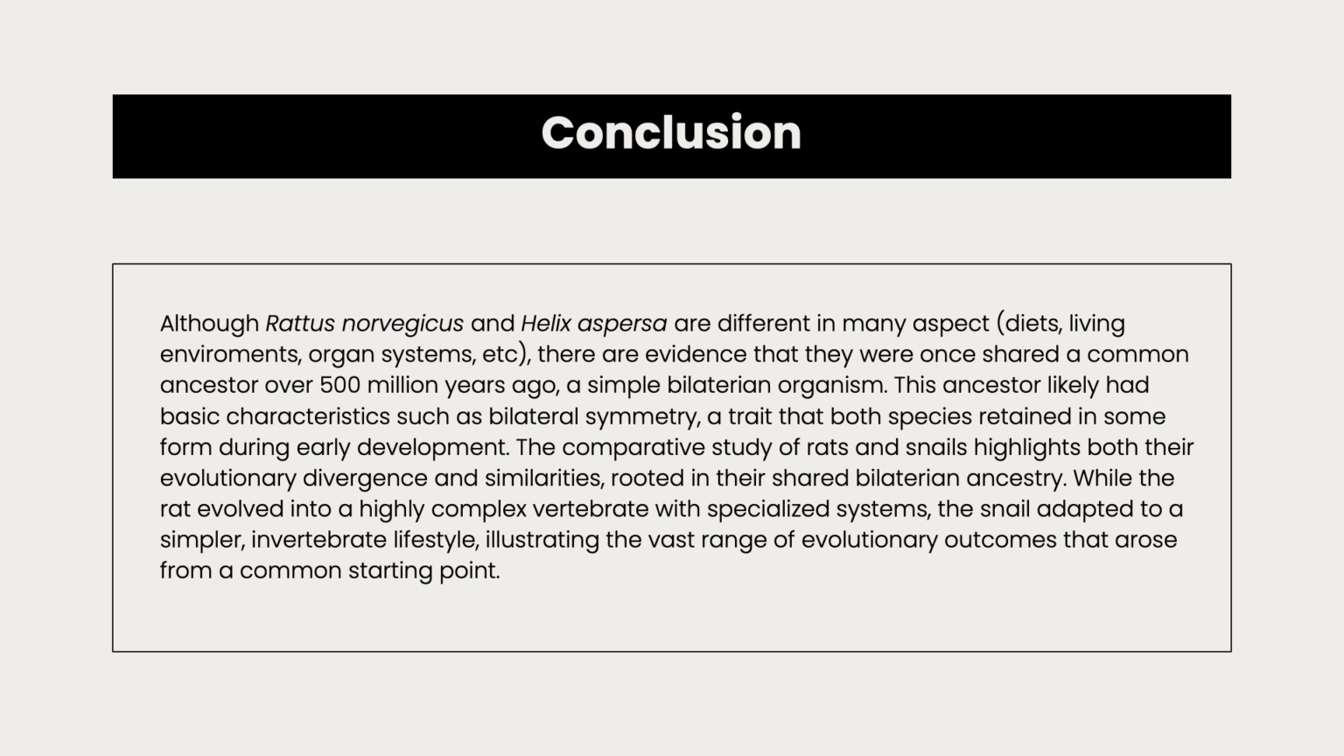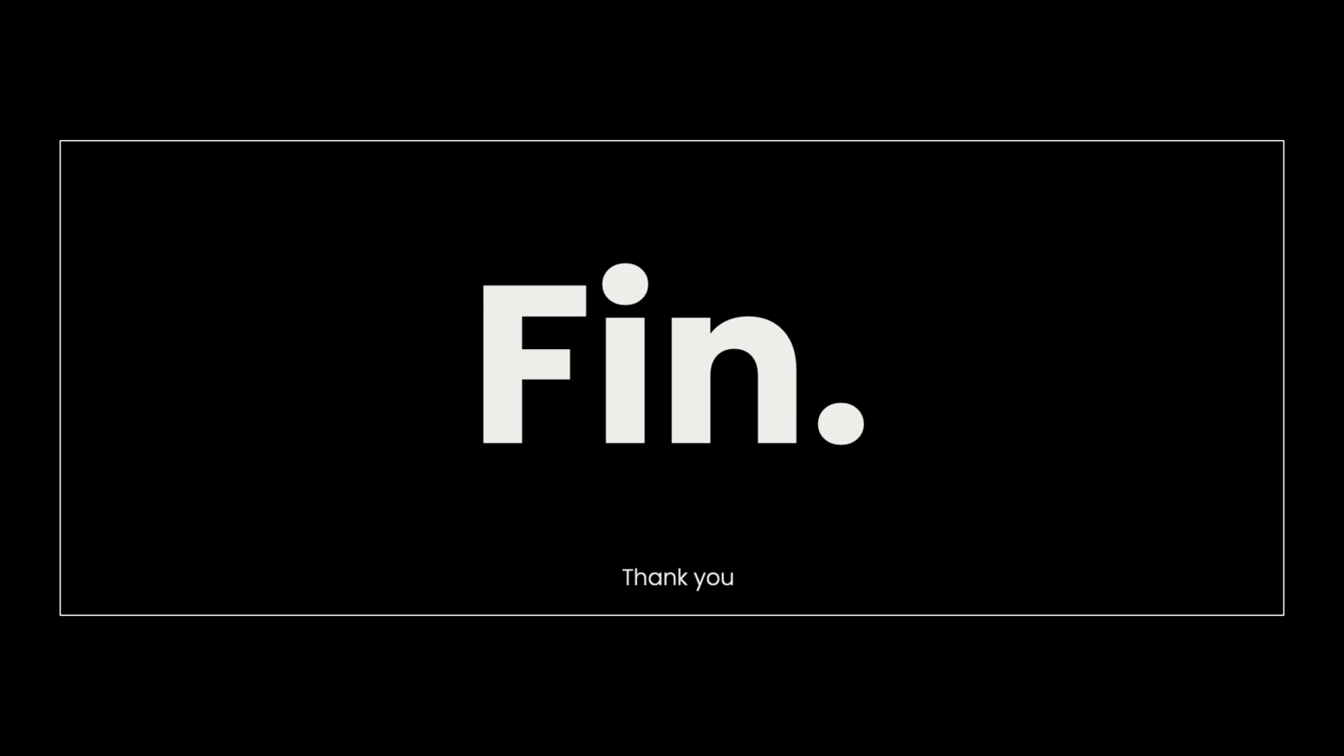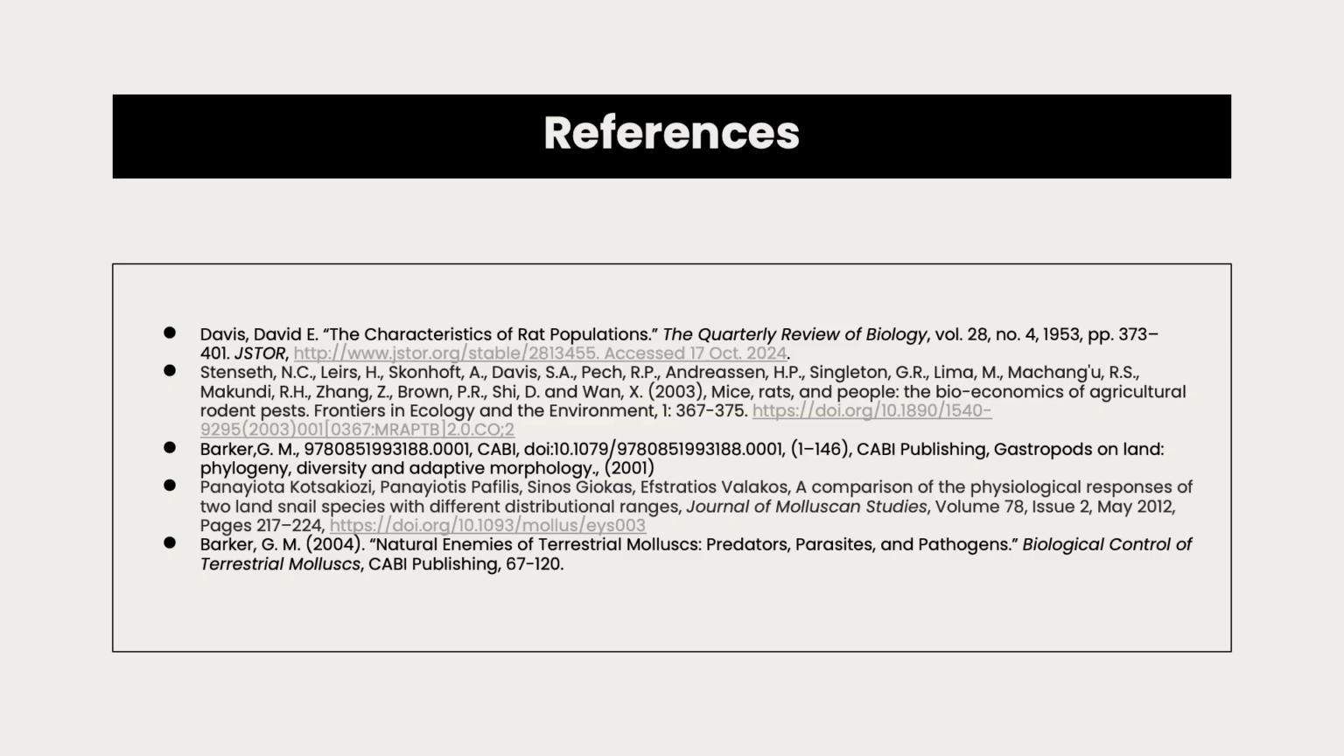And while rats are highly specialized vertebrates with specialized systems, snails are a much simpler invertebrate type of animal, and both came from a similar starting point but diverged very differently. And this is our presentation, and here's our references.